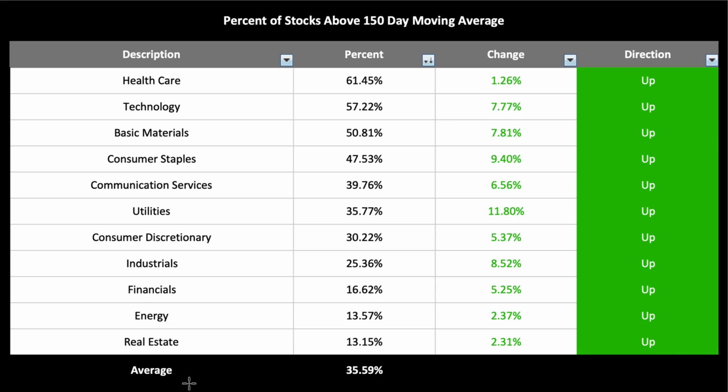So the overall average for the sectors has moved back to 35.59, which is the highest reading we've had for a long time now, definitely since the March low, especially. We've now moved above the key 30% level that we watched. So although we're still in the stage 4 level overall, we are moving out of the lower zone. So obviously that is a good sign of recovery.